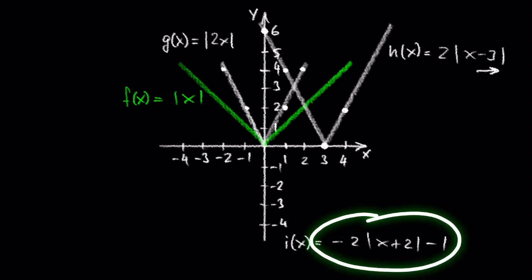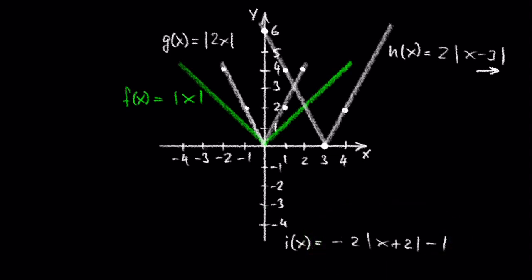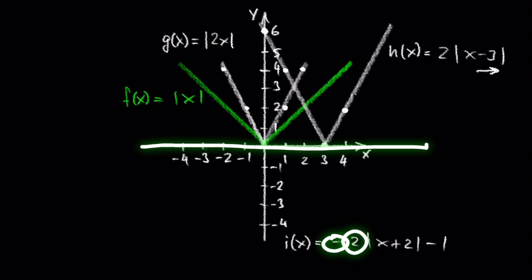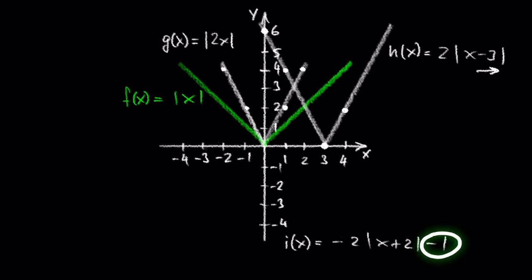Let's look at the last transformation. We already see that the negative sign will reflect the graph about the x-axis. And the 2 will stretch the graph. But what about the negative 1? Let's see. The best way, if you are not sure, is to plug in some x values and see what y values you get, like we did in the previous example.